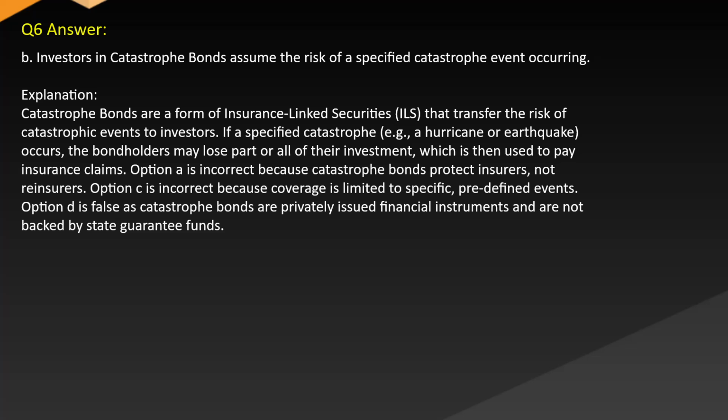Answer B. Investors in catastrophe bonds assume the risk of a specified catastrophe event occurring. Explanation. Catastrophe bonds are a form of insurance-linked securities that transfer the risk of catastrophic events to investors. If a specified catastrophe, e.g. a hurricane or earthquake, occurs, the bondholders may lose part or all of their investment, which is then used to pay insurance claims. Option A is incorrect because catastrophe bonds protect insurers, not reinsurers. Option C is incorrect because coverage is limited to specific, predefined events. Option D is false as catastrophe bonds are privately issued financial instruments and are not backed by state guarantee funds.